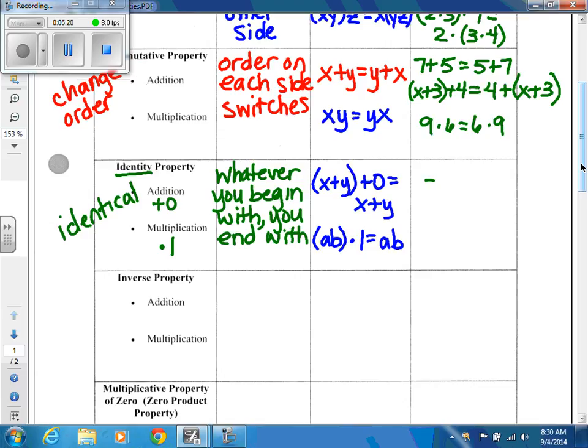So we can have something as easy as 7 plus 0 equals 7, and negative 12 times 1 is still negative 12. Okay, so look for that plus 0 and that times 1 feature.